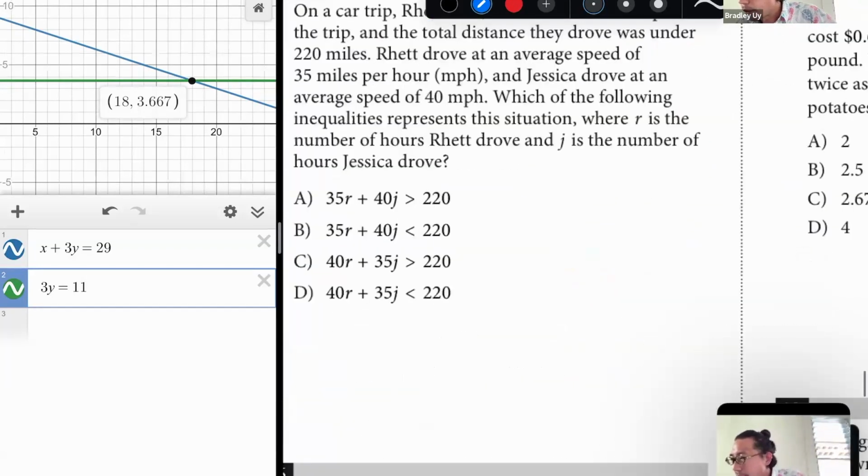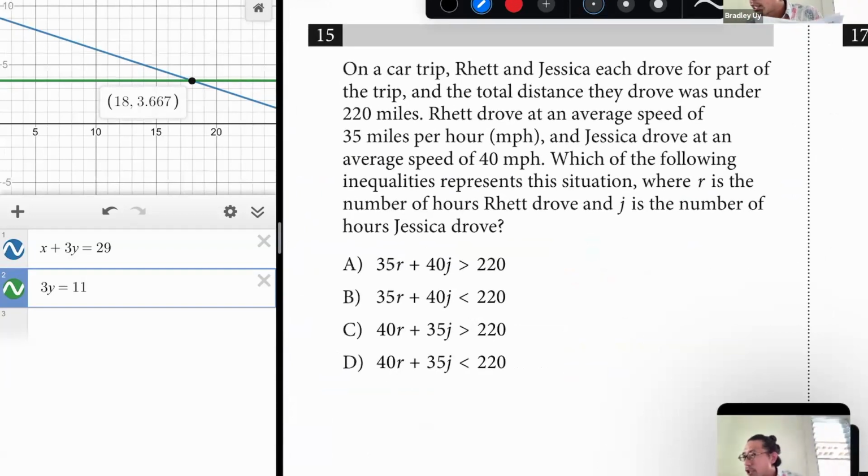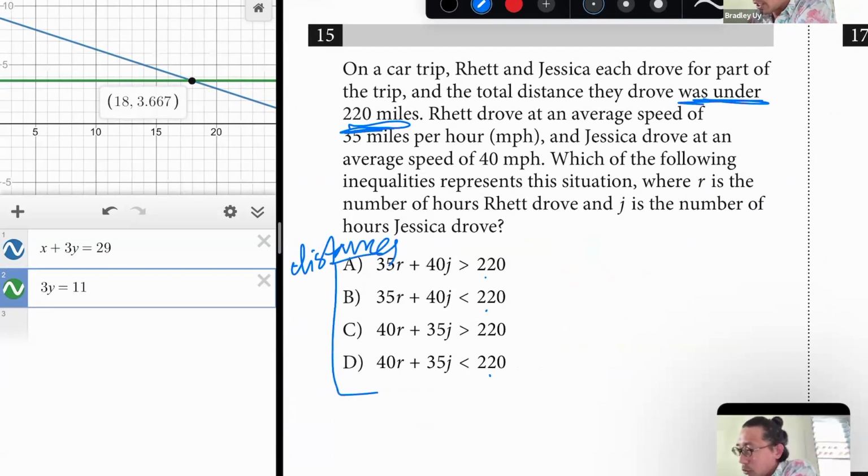Number 15. On a car trip, Rhett and Jessica each drove. The total distance they drove was under 220. Notice 220 appears here, here, here, and here. So these are distances. All the inequalities represent distances, all the quantities. So we might want to remember the distance is equal to rate times time.